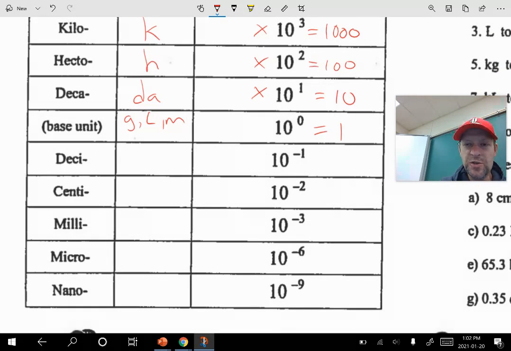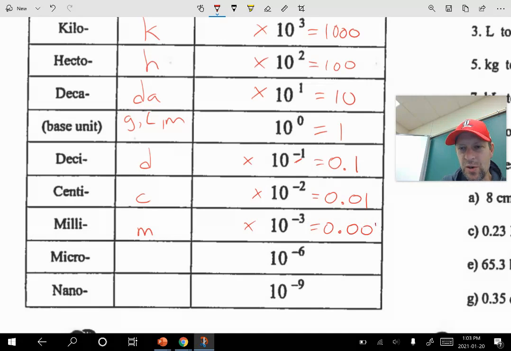And then we get into the small ones. You'll notice now all the exponents on the tens are negative. So deci is just a lowercase d, and 10 to the power of negative 1 is 0.1. Now the exponent, when it's negative, means how many spots in front of the 1 the decimal goes. Centi is a lowercase c, times 10 to the power of negative 2 is 0.01. Milli is a lowercase m times 10 to the power of negative 3, and it's equal to 0.001.